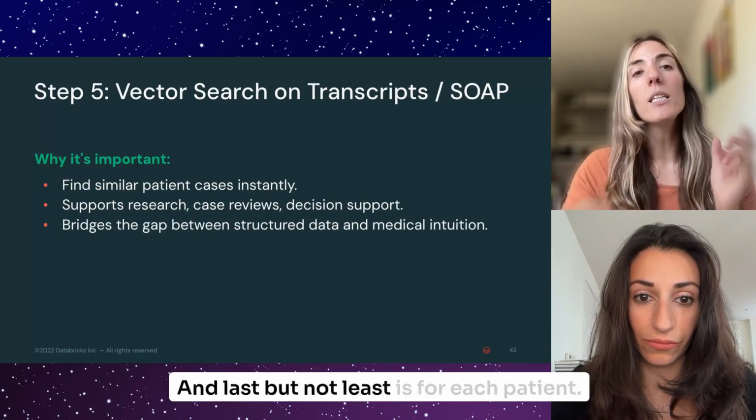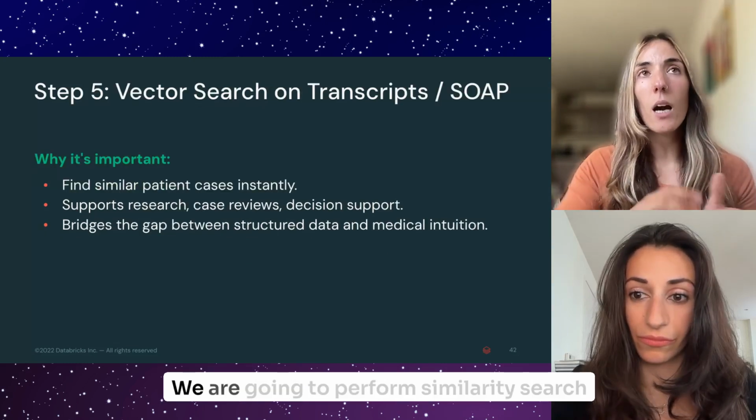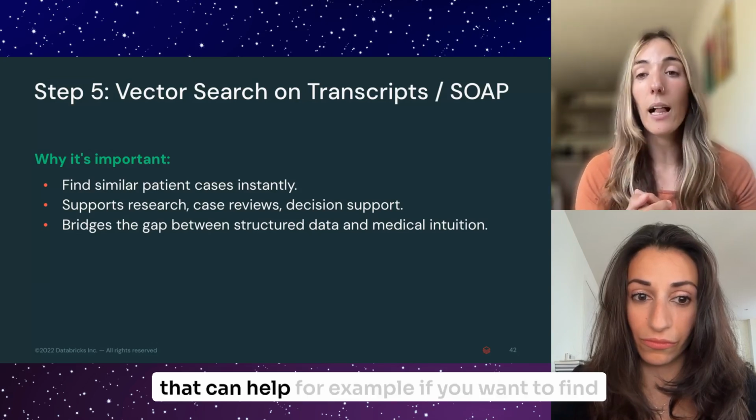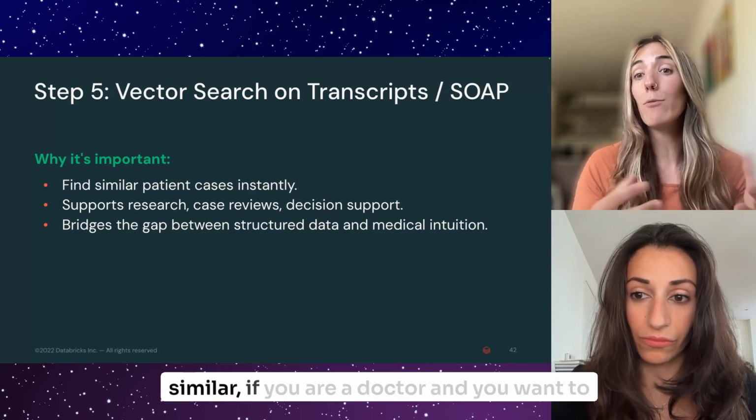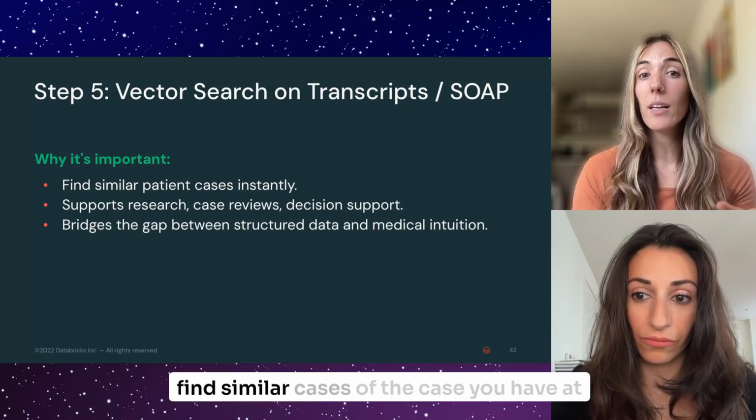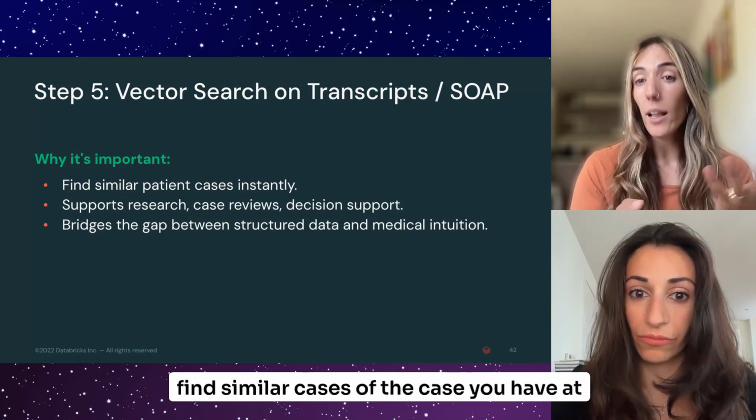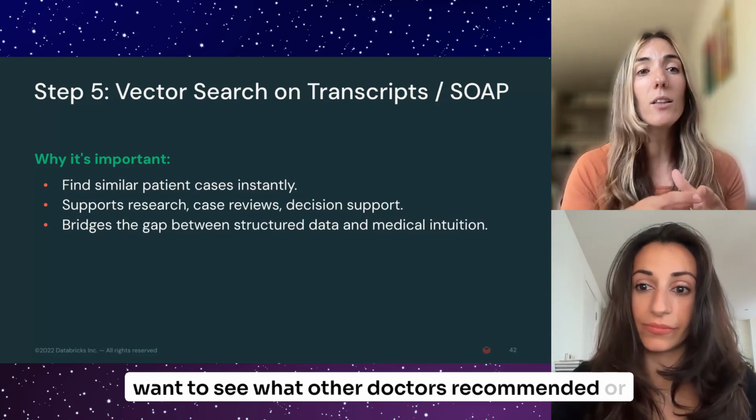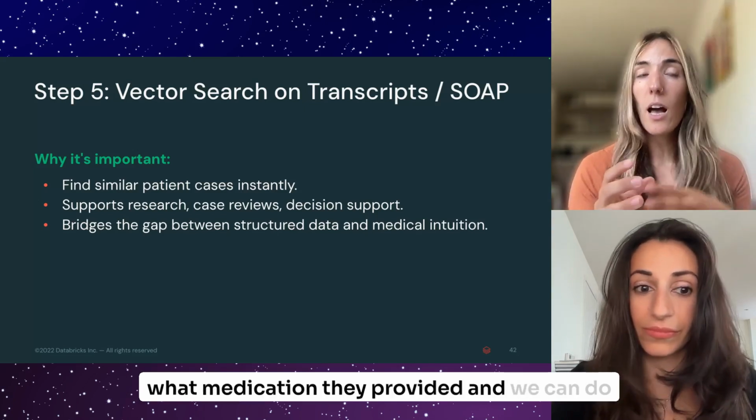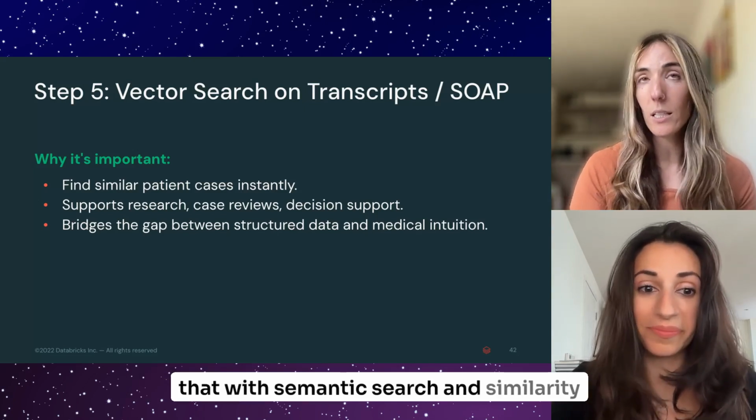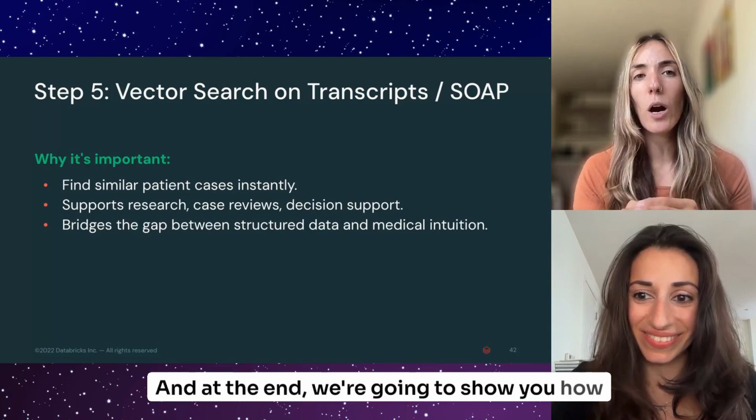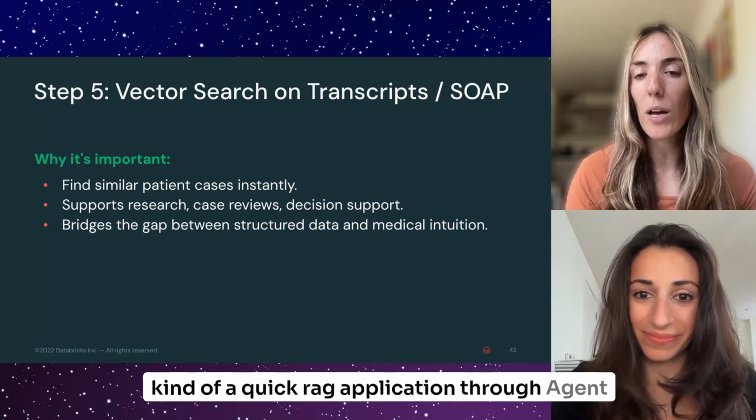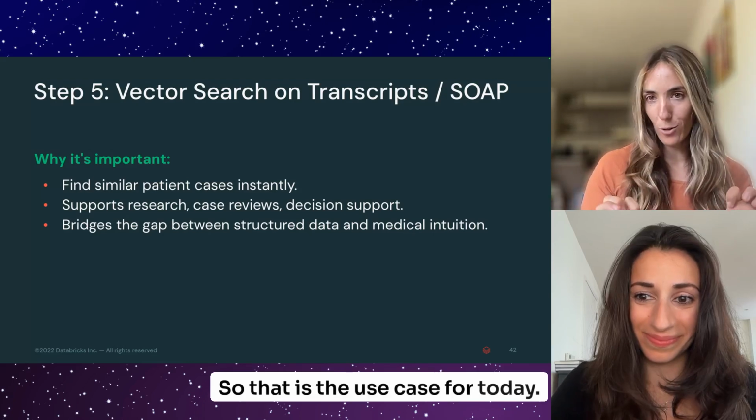And last but not least, for each patient, we are going to perform a similarity search against similar cases from other patients. That can help, for example, if you are a doctor and you want to find similar cases to the one you have at hand and you don't know how to handle it, you want to see what other doctors recommended or what medication they provided. We can do that with semantic search and similarity search. And at the end, we're going to show you how you can, out of all of this information, build a quick RAG application through AgentBricks. So that is the use case for today.